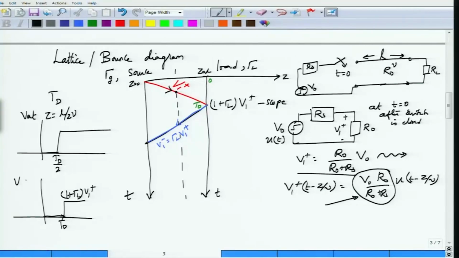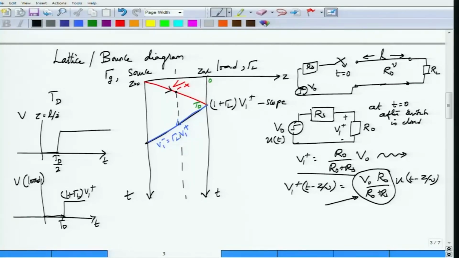Okay. So, this is the voltage at the load side. This is as a function of time that we plot. Similarly, as I was saying, you can put an oscilloscope in the middle of the transmission line, so V at Z equal to L by 2.